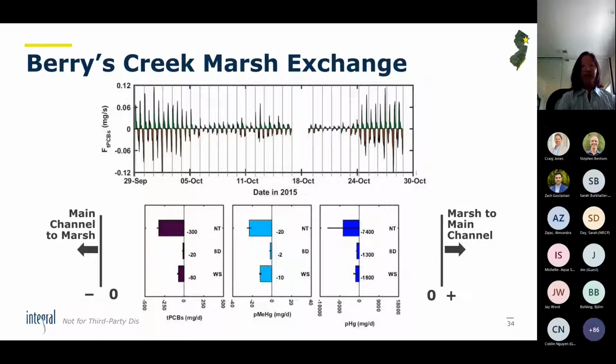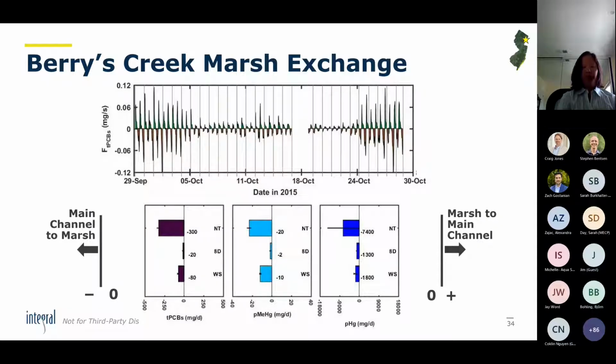We can time integrate flux over this full tidal cycle to derive net flux, which gives us information on the net mass and direction of movement of COCs over a complete tidal cycle. The results of time integration of flux are shown in the bottom 3 panels for total PCBs on the left and particulate methyl mercury and mercury in the middle and on the right. The designations NT, 8D, and WS represent the names of the 3 marshes where we conducted optics monitoring.